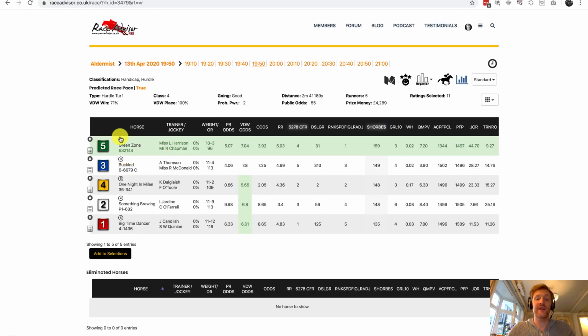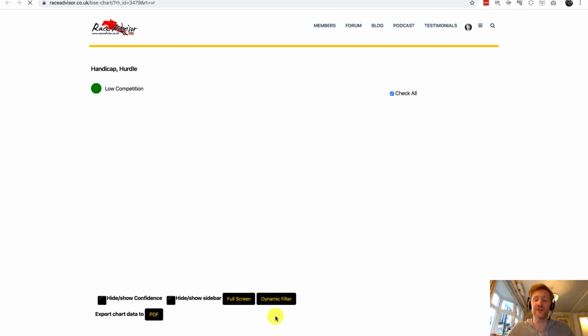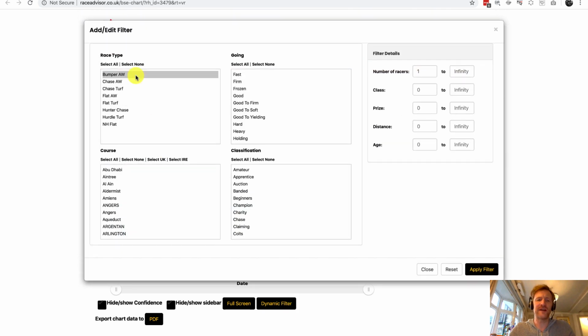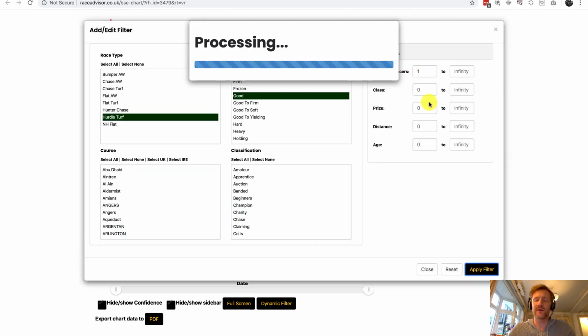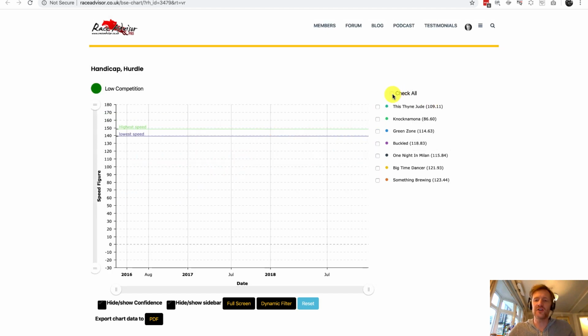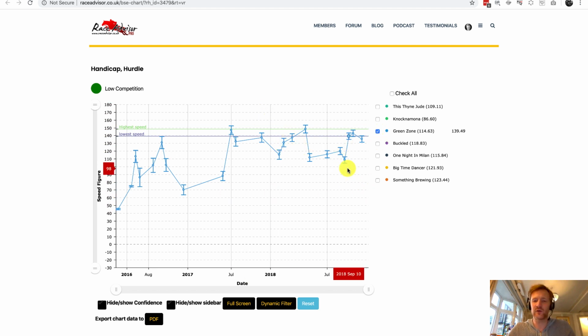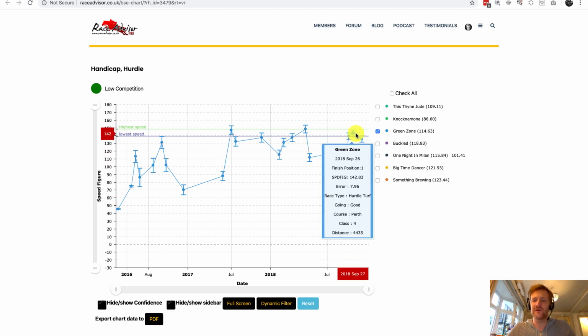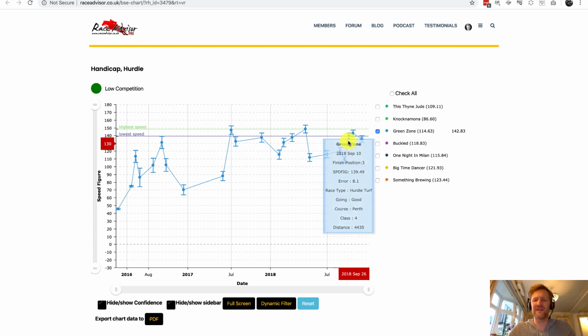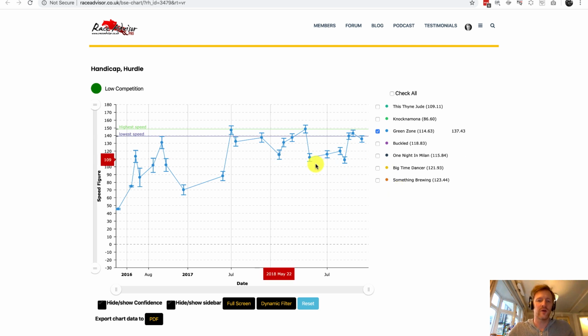If we jump over to the speed graphs and just look for Green Zone over today's conditions, so we just jump into the graph, and when I do this, I'm just looking for the basic conditions. So I'm just looking for hurdle turf, good ground, and applying that there. I want to uncheck all of them, and I'm looking for Green Zone here. And again, we got that kind of confirmed that this horse has recently improved, and we've seen a bit of a leveling out. So as long as this leveling out stays level and doesn't drop, this horse looks to be strong.